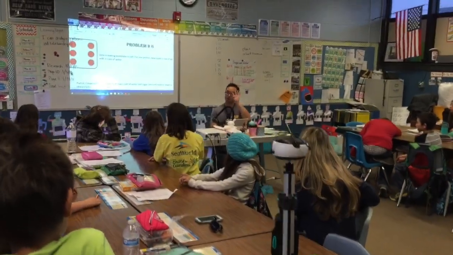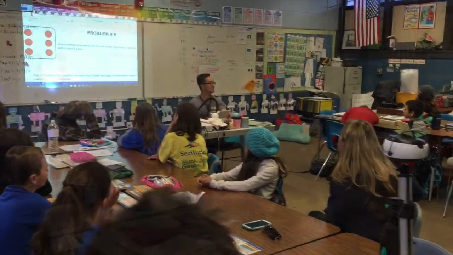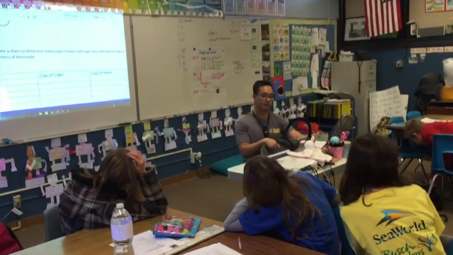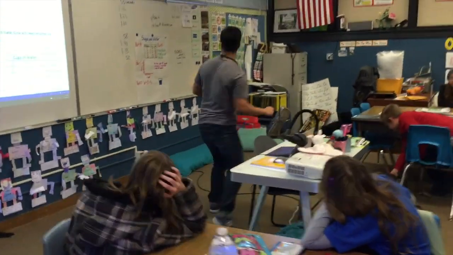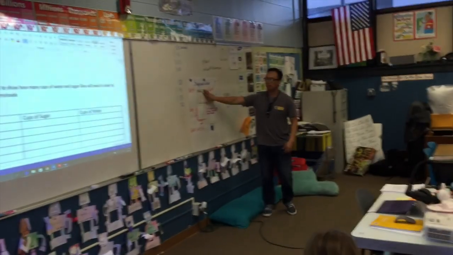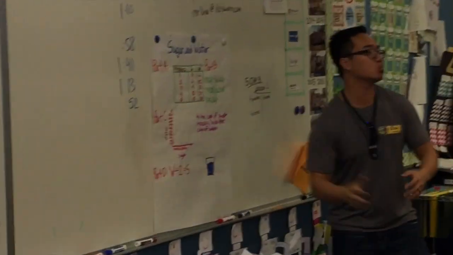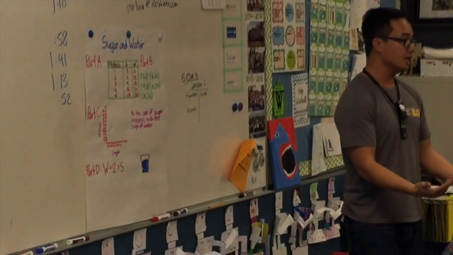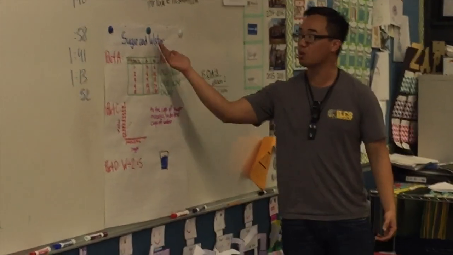Then there's four parts. There's part A, B, C, and D. The first part is you need to create a function table. If you take a look at this poster, there's part A. Before I even started, though, I created a title, something that's relevant to my word prompt. Mine's about making lemonade, so I put sugar and water. You can put lemonade for everyone. It could be any title as long as it's relevant to your word prompt.